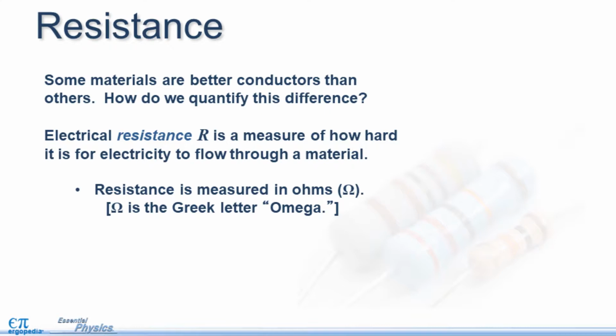Some materials are better conductors than others. How do we quantify this difference? Well, we quantify it by calling it electrical resistance, which we use a capital R to represent. It is a measure of how hard it is for electricity to flow through that material. Resistance is measured in ohms, where we use a capital omega, which is a Greek letter, to represent ohms.